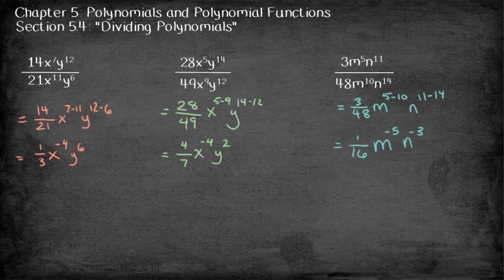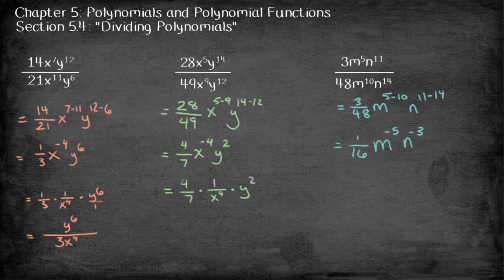So if it makes you feel better, you can rewrite them so that they don't have negative exponents anymore. So for example, this first guy would be 1/3, and we know when we have a negative exponent, we take the reciprocal just of the term with the negative exponent. So we've got y to the 6th over 3x to the 4th. For the next one, same kind of thing. And same for the last one.